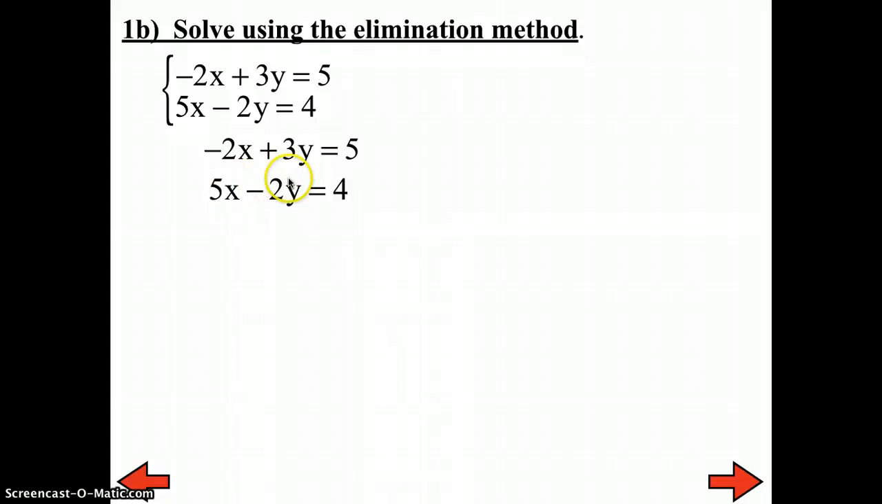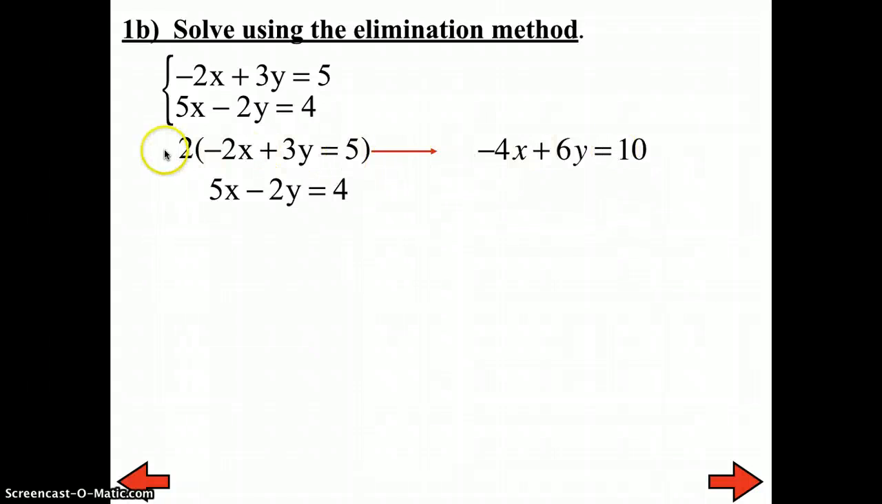The second equation, my lowest common multiple between a 3 and a 2 would be 6, so in order to eliminate my y's, I would have to multiply the first equation by a 2, and I would have to multiply the second equation by a 3. So just to keep my numbers small, I'm going to go ahead and eliminate my y's. I'm going to multiply the first one by a 2, and it's going to change my equation to negative 4x plus 6y equals 10. How did I get those numbers?